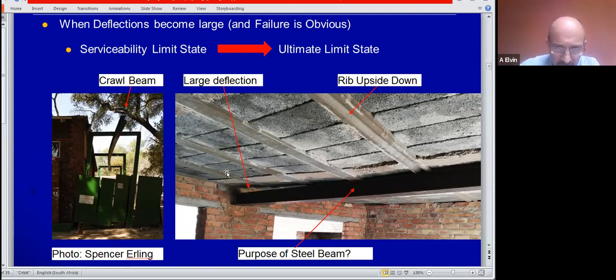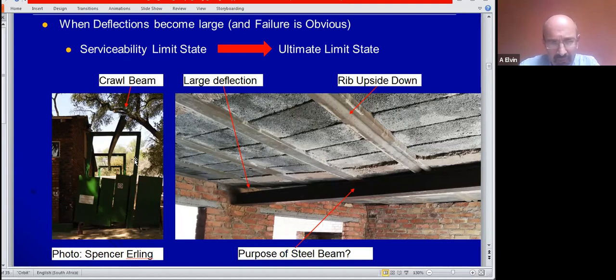But look how gross the deformation is, what has happened either because the system has been underdesigned or because they removed the props too early. So it has sagged to such a significant degree that the owners worried and they installed this steel beam. Now, from an engineering perspective, I believe there's no purpose in this steel beam. There's no purpose. So this is an example of the client throwing good money after bad.